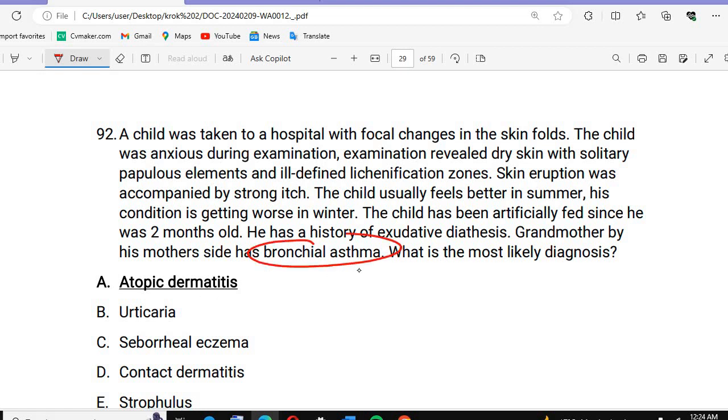So bronchial asthma, we know, is a type 1 hypersensitivity, and type 1 hypersensitivity includes atopic dermatitis. Okay, sir, urticaria is also there, right? So you can see here that the patient has atopic dermatitis. We will see some lichenification, and there are other things we can see in the question. There is skin eruption, and there is a strong history that he feels better in the summer. If there are any seasonal disorders, we consider atopic dermatitis. So that's why we will have bronchial asthma.